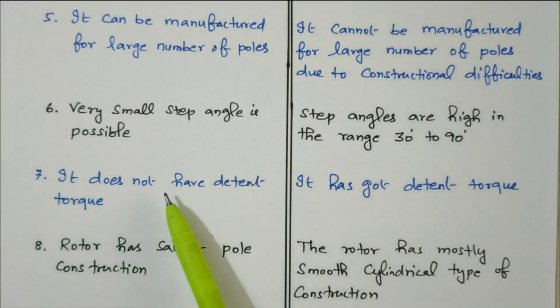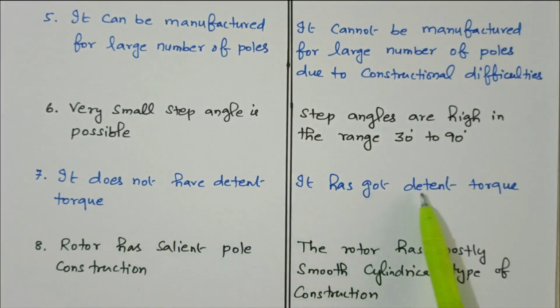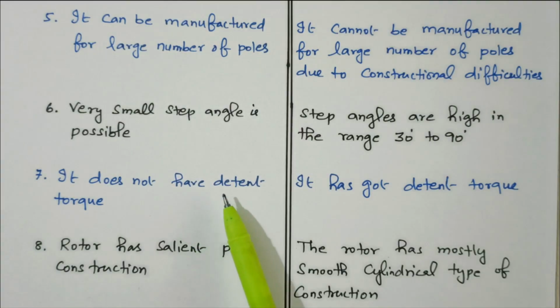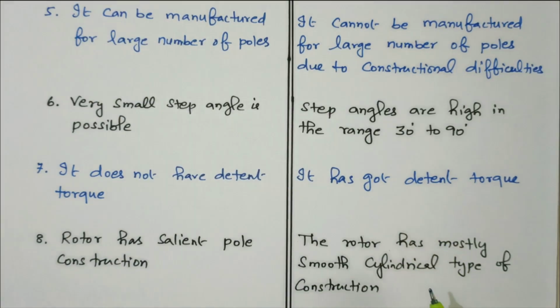It does not have detent torque, but this one has detent torque. Detent torque is the torque that is available without excitation. That is called detent torque. Due to the permanent magnet we get this. But in the variable reluctance motor the coils are available, and only when they are excited will we get the torque. But here, due to the permanent magnet, we get torque even in the unexcited condition. So this is called detent torque.